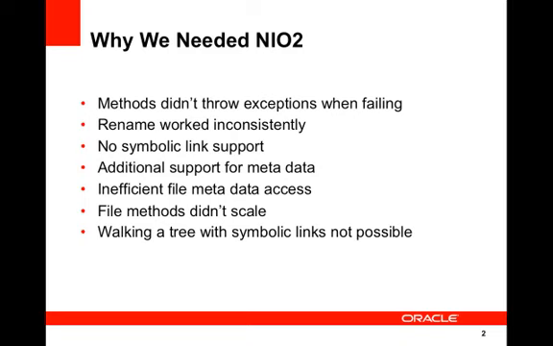The rename method didn't work consistently across all platforms. There was no real support for symbolic links. More support for metadata was desired, things like file permissions, file owners, and other security attributes. Accessing file metadata was inefficient. Many of the file methods really didn't scale. Requesting a large directory listing over a server could result in a hang. Large directories could also cause memory resource problems, resulting in a denial of service.